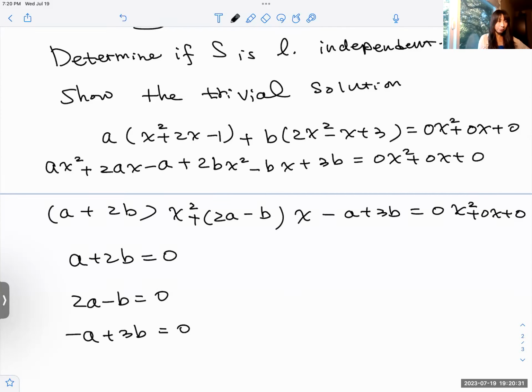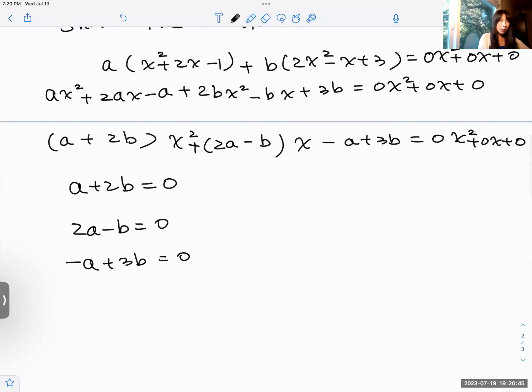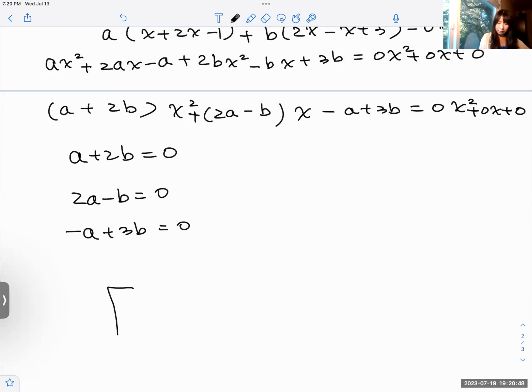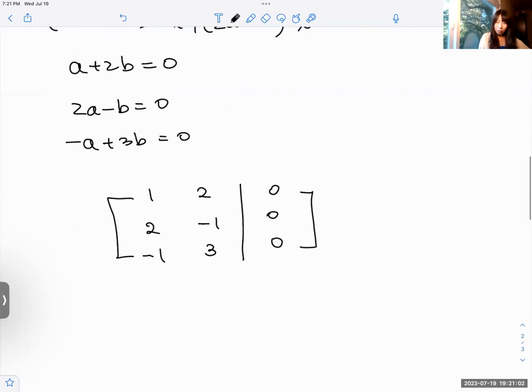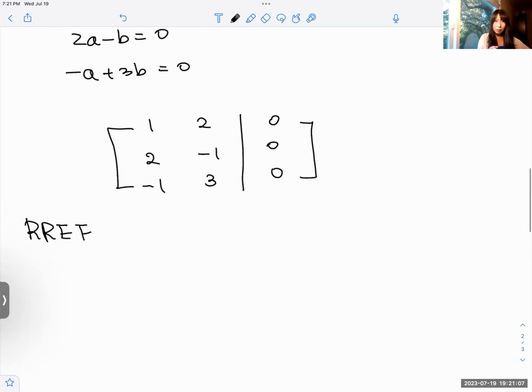Now we're going to make an augmented matrix. So we have 1, 2, 2, -1, and -1, 3, and 0, 0, 0. And then we use reduced row echelon form. Okay, the TA will give us, or can you try?